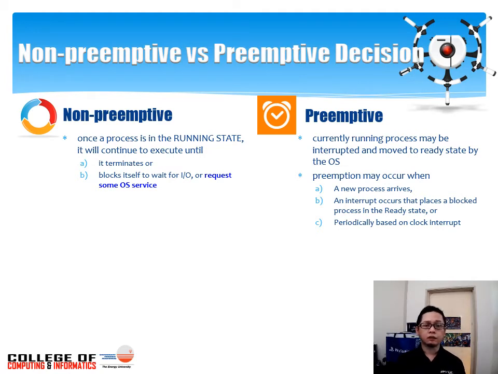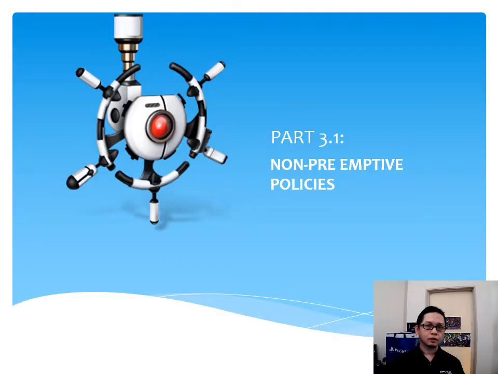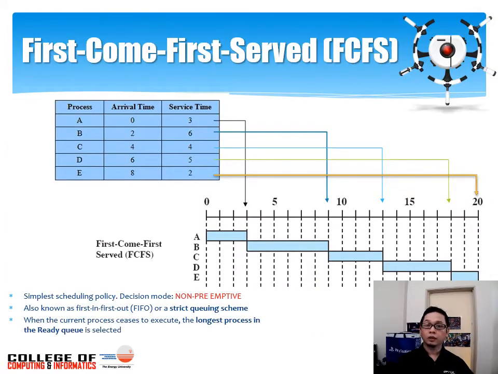So we will look at the difference between the non-preemptive and the preemptive methods. Try to understand each difference between them in the following example. So let's look at the non-preemptive policies first. Now, the first method is the first come, first serve method.